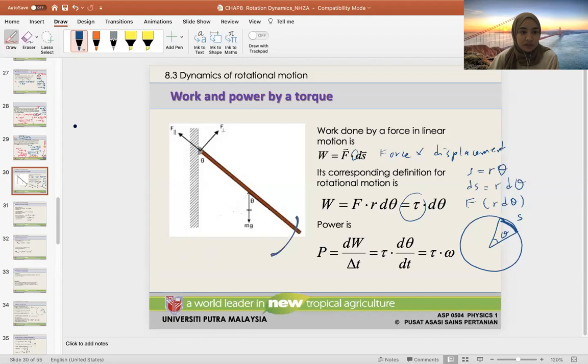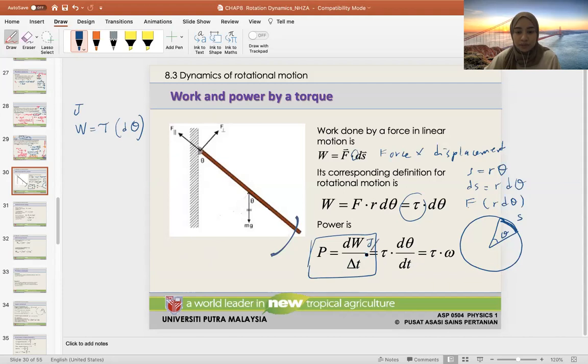Okay, so let's write that down. Work done is torque times the change in angular displacement. That's your first one. So that is work done. Work done is in joules. Okay, and then we have power. Previously, we learned that power is the rate of work done over time, right?